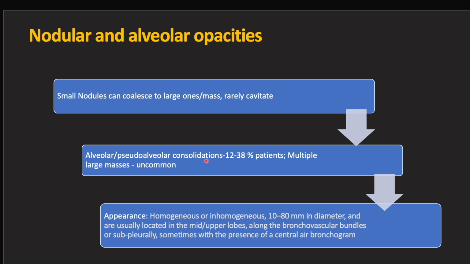Again, just like sarcoid, you expect them in the upper parts of the lung, in the upper lobes or the middle lobes. You expect them along the bronchovascular bundles. You expect them along the subpleural region. And sometimes you may also see an air bronchogram sign here, and it may be confused with bronchiolitis obliterans. So in that case, that forms a strong differential.